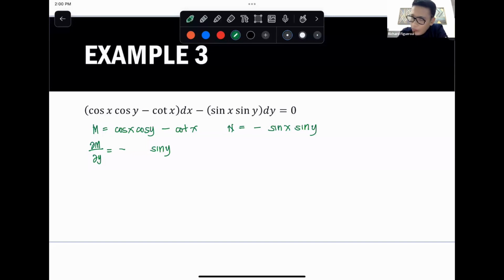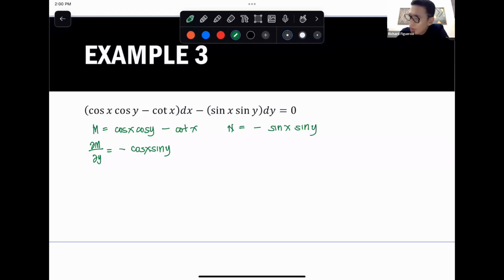And then we just copy cosine x, because cosine x is constant. So we retain cosine x and then we derive cosine y. The derivative of cosine y is negative sine y. The negative cotangent x will serve as a constant, so therefore, that will be 0.